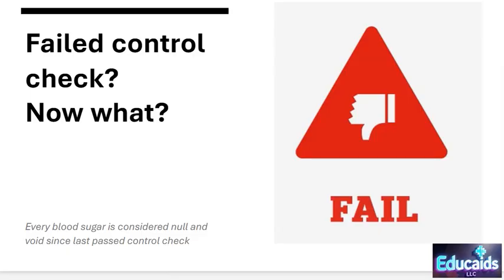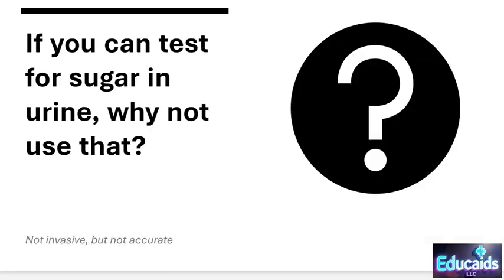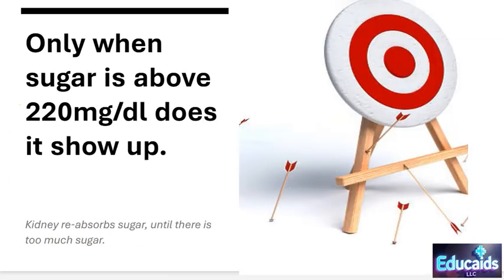All right, let's go back over to our PowerPoint. So if you can test for sugar in the urine, why not use that? Because as you know, we always like to use the most non-invasive methods with our patients. Checking a patient's sugar level with their urine, it's not invasive, but it just isn't that accurate. Your blood sugar only starts to read in your urine if your blood sugar is above 220. So with the poor accuracy, we really don't use that.